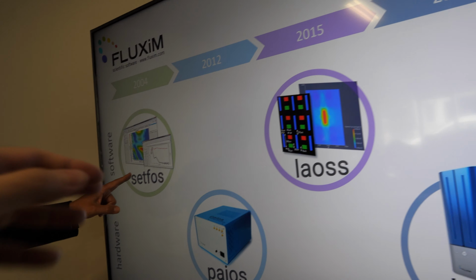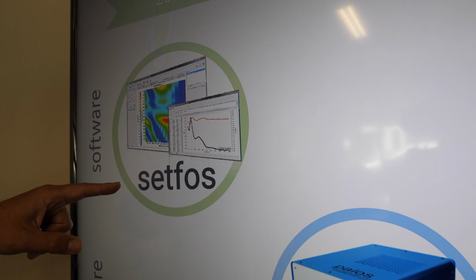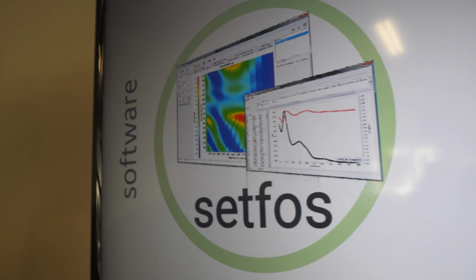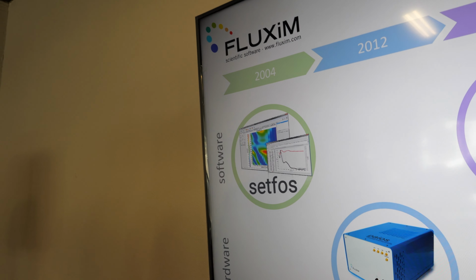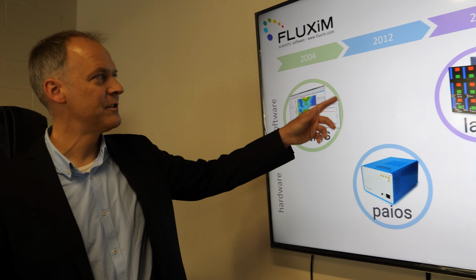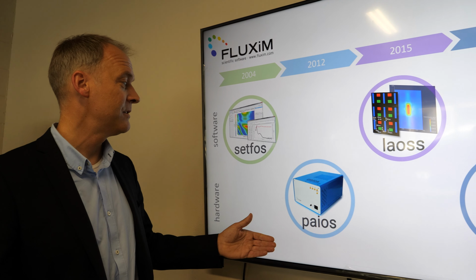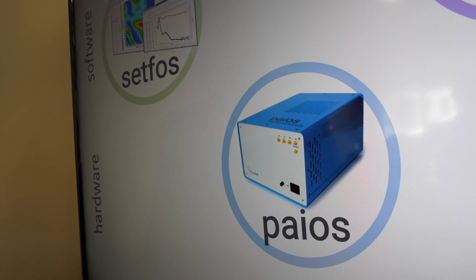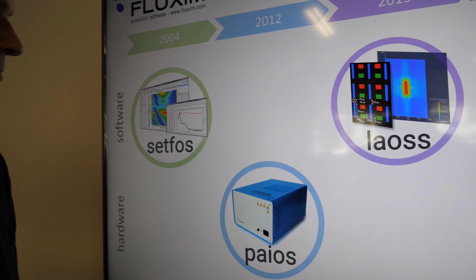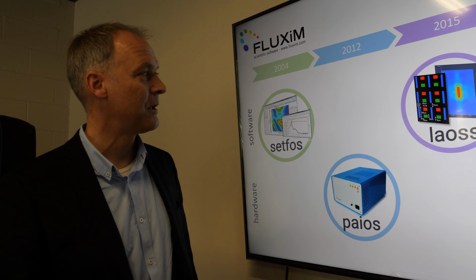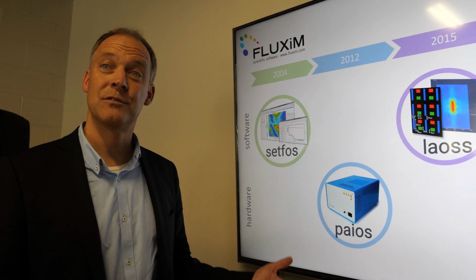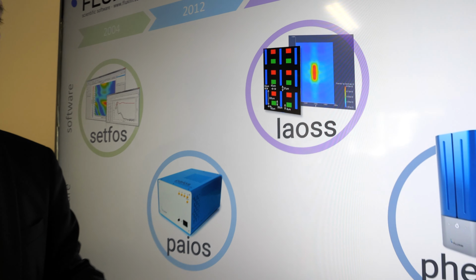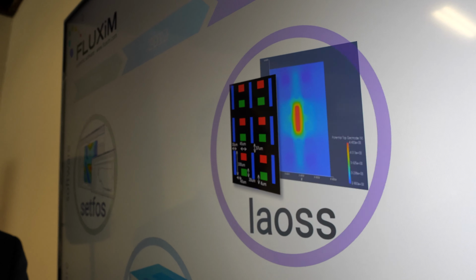That's the Setfos. It calculates light outcoupling of OLEDs as well as current density and current voltage curves. That was just software. And then some years later, 2012, we started with measurement equipment. We call this Paios for all-in-one characterization of devices. And this we sold already many times across the world, mainly for OLED research as well as for emerging PV cell research.